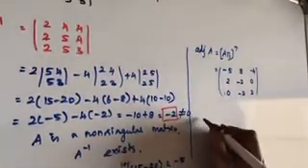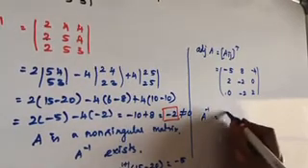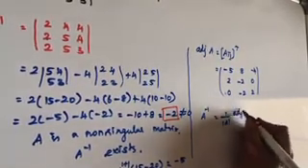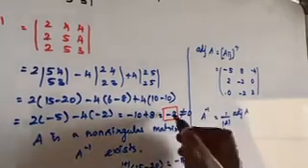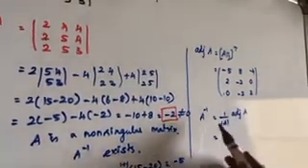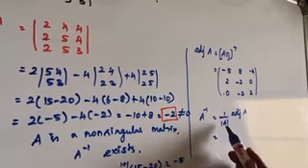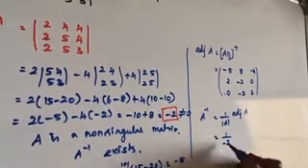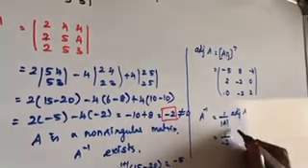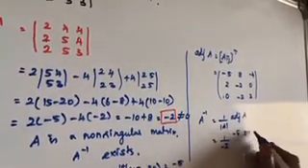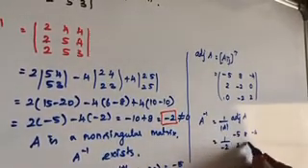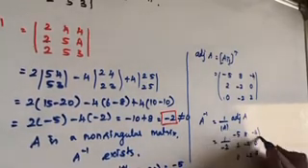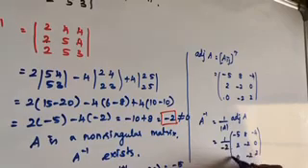Now we can calculate the inverse. A inverse is equal to 1 divided by determinant A times adjoint A. So determinant A is minus 2. Remember that it is not the modulus value. So 1 divided by minus 2 times adjoint of A. Adjoint of A is [[minus 5, 8, minus 4], [2, minus 2, 0], [0, minus 2, 2]]. This is the inverse of the matrix A.